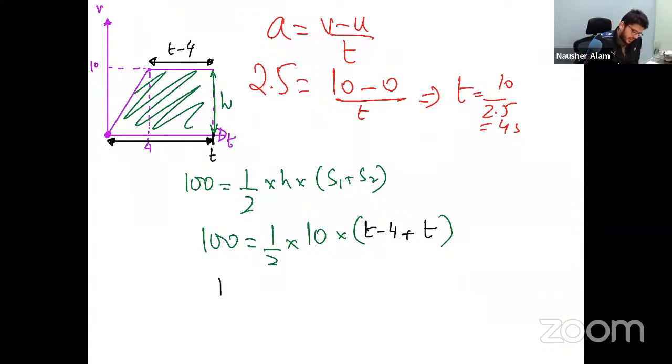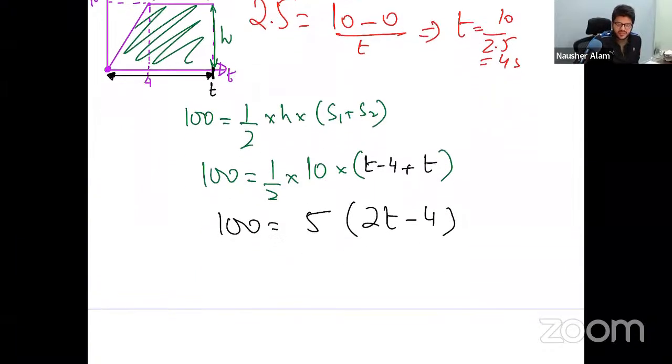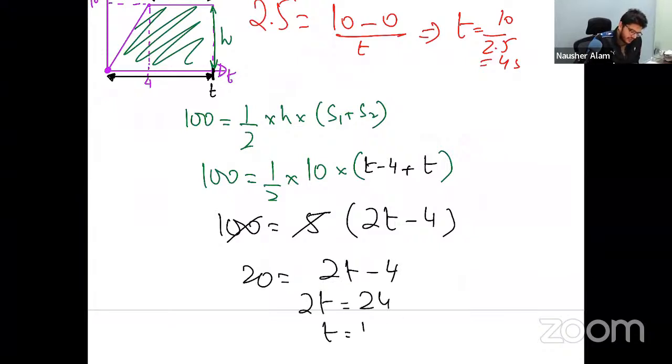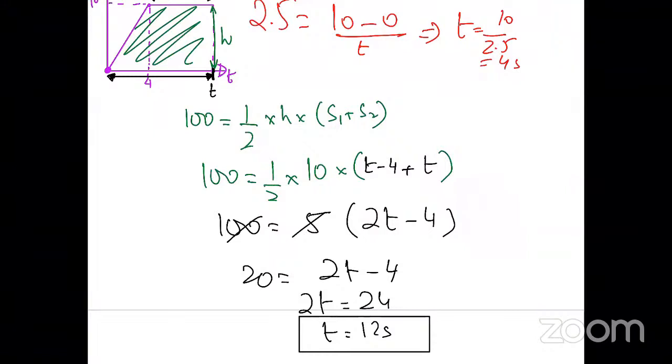So 100 is equals to 5 into 2T minus 4. Are you guys with me on this? 100 is equals to 5 into 2T minus 4. अब ये 5 और ये 100 कट जाएगा, ये 20 आ जाएगा. 20 is equals to 2T minus 4. So 2T will be equal to 24 and T will be equal to 12 seconds. Is this clear? Everyone? Yes. Ali Raza? Yes, sir, it's clear.